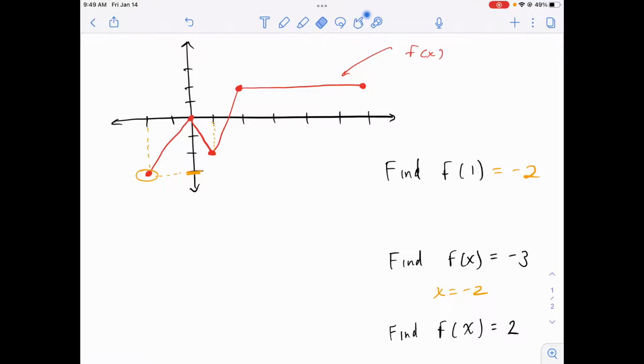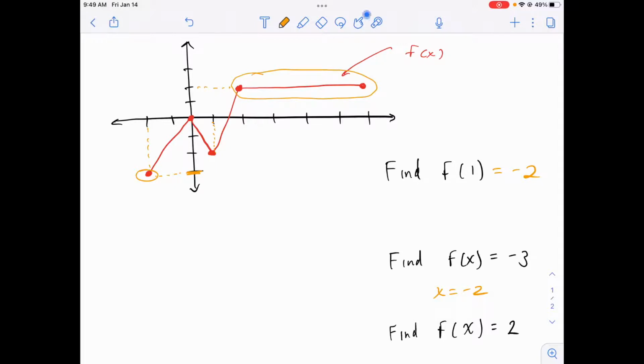All right, and then we've got this third question that says find f of x equals 2. So this is kind of like the second question. What points have a y value of 2? What are their x values? Well, if you take a look up here, 2 is right here. So you've got a whole slew of points right along this horizontal piece right here.